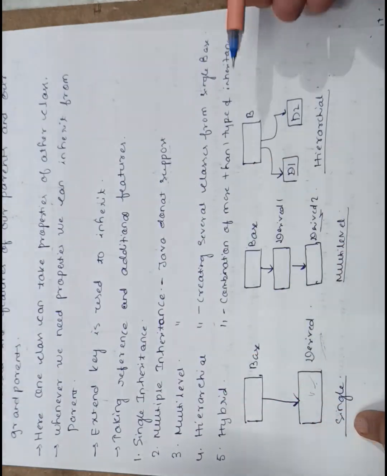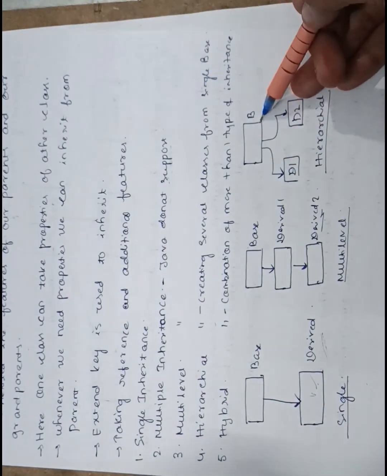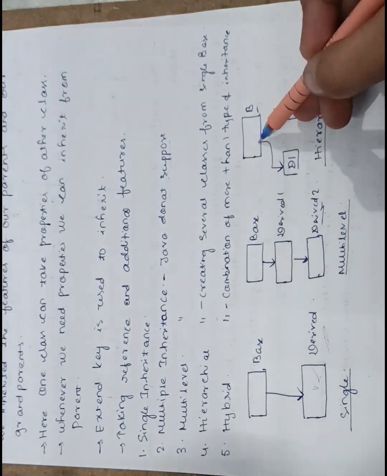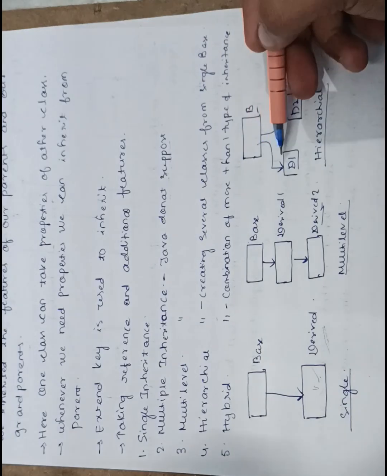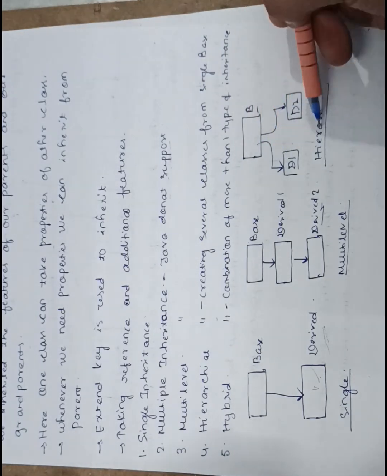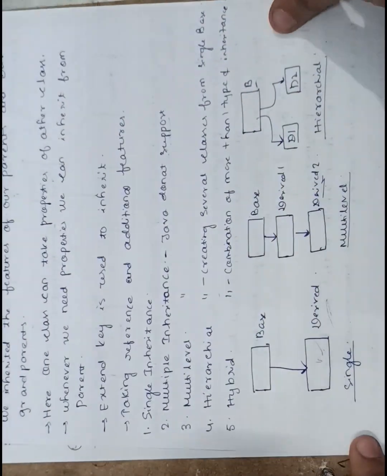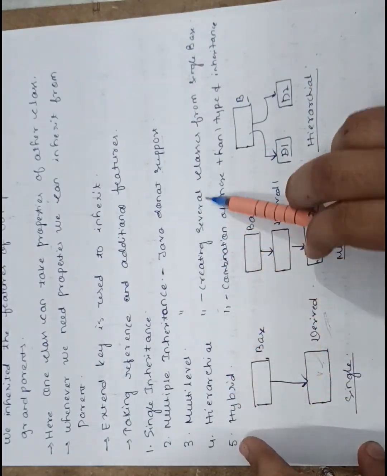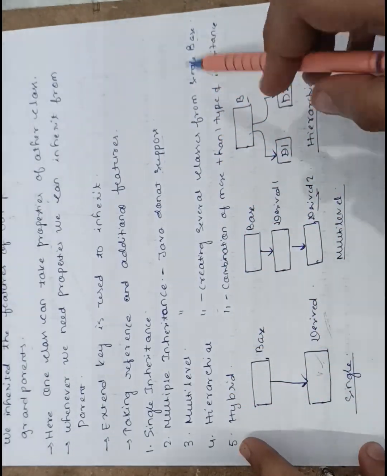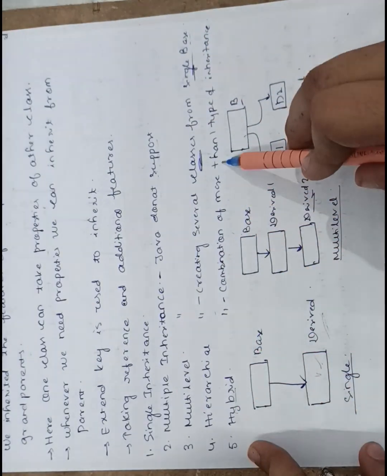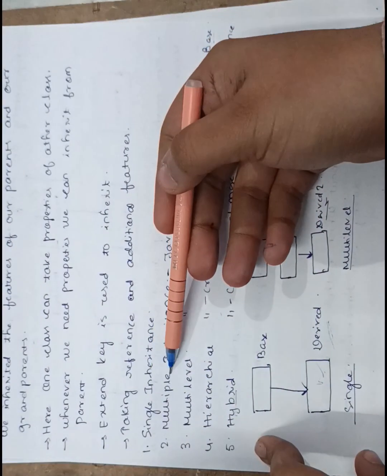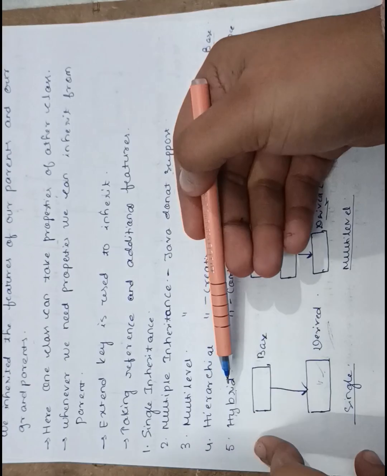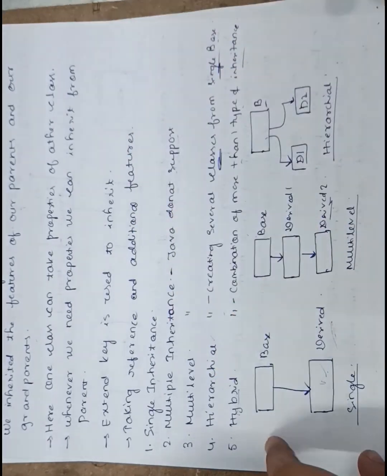Hierarchical means a single base, a single parent, is used to derive two children. A single parent can give information to the two derived ones. That is known as hierarchical. Hybrid means creating several classes from a single base. Hybrid means a combination of more than one type of inheritance. So as we can see, there are single, multiple, multi-level, hierarchical, and hybrid.